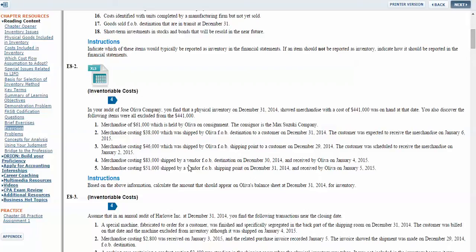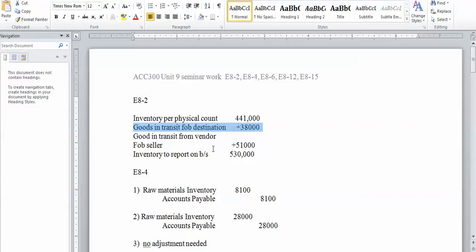They weren't. The other one though, shipped 51,000 FOB shipping point. That means we're the buyer at the time it's shipped. So we should include that 51,000. So we need to do some adjustments here. Inventory for physical count, 530,000, right? 441 plus the 38,000 plus the 51,000 plus 531.